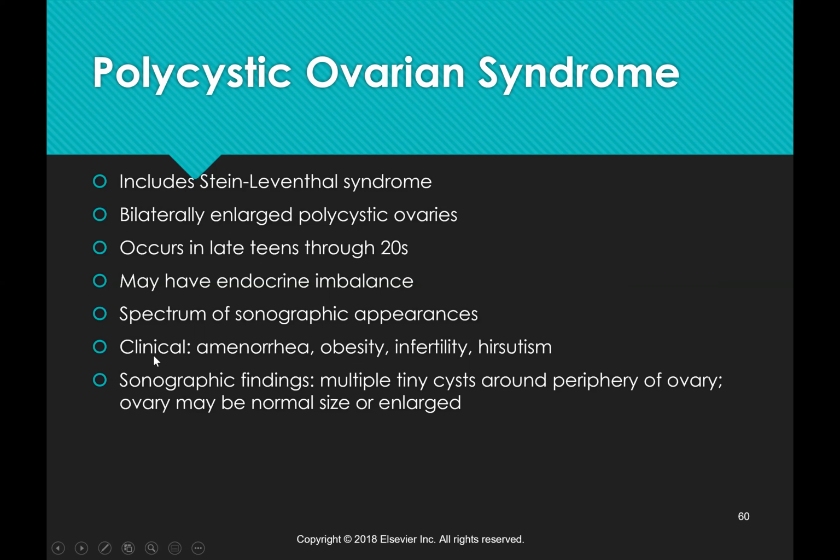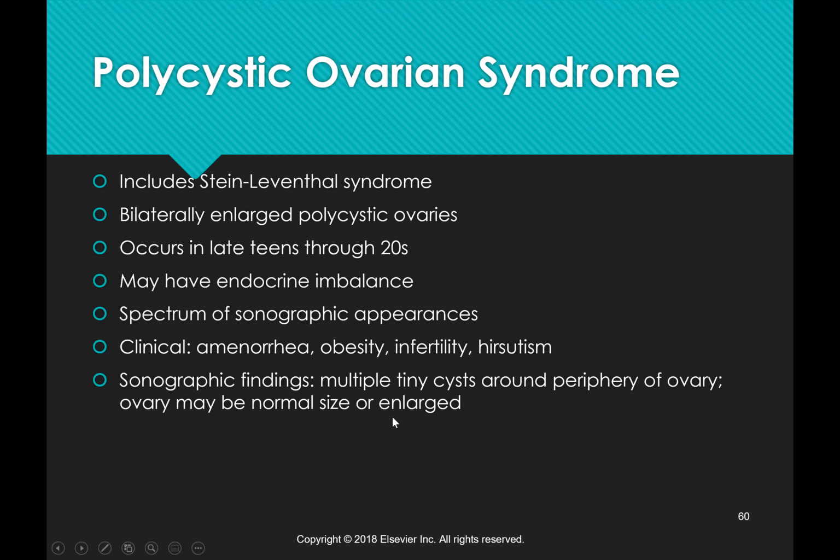So clinically, a patient is not going to have periods very often because their ovaries aren't functioning correctly. So they're going to have amenorrhea. A lot of the times these patients are obese. They can't get pregnant. They have infertility because, again, they're not ovulating. Hirsutism, I'm horrible at saying that word, but that's abnormal hair growth on the face and chest.